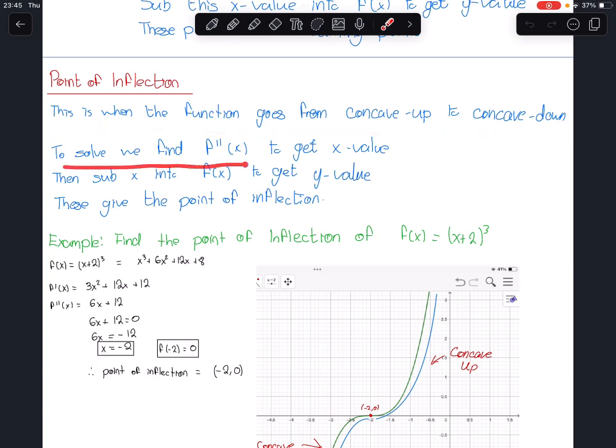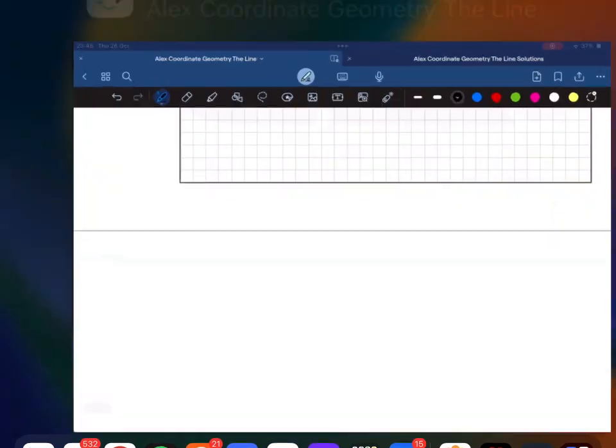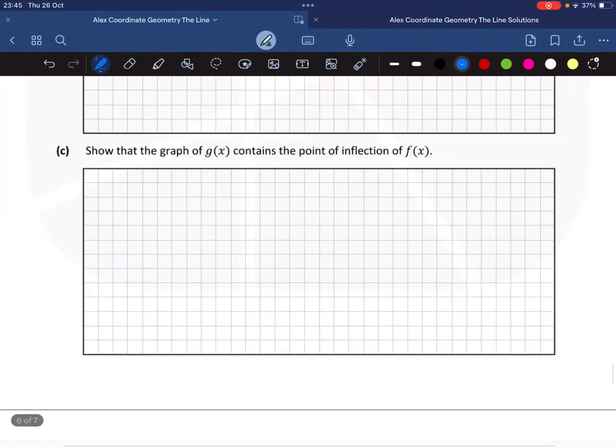To solve, we find f double prime of x to get the value of x, and then sub x back into f of x to get the value of y. It's the exact same thing as we've done for f prime of x, except here we're doing f double prime of x, where all this is the derivative of f of x. Again, whatever x is, sub back into f of x, and we get that. So, let's just do that.